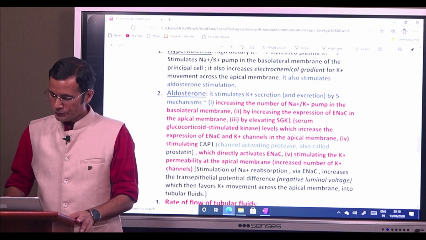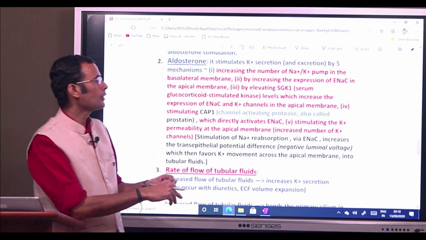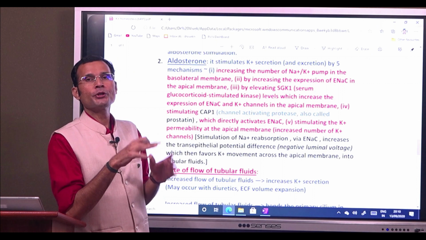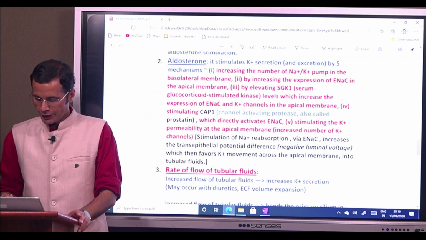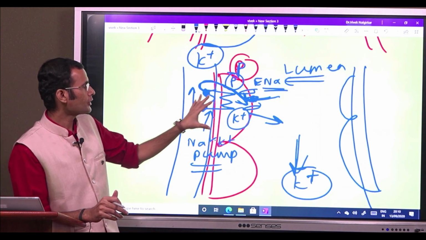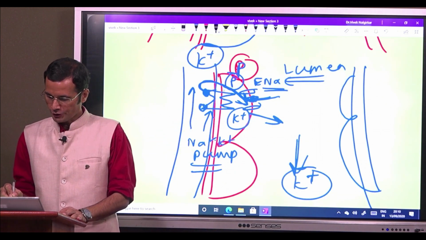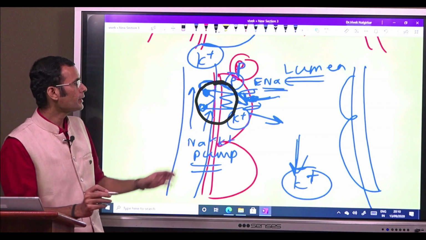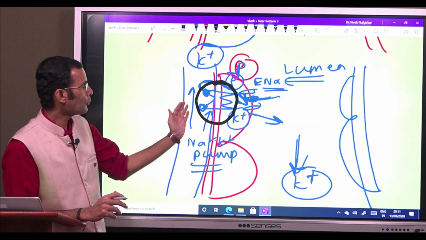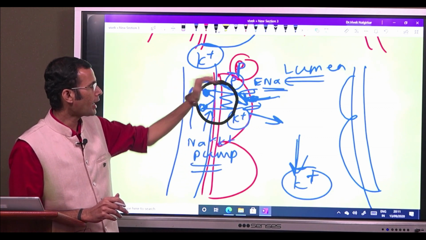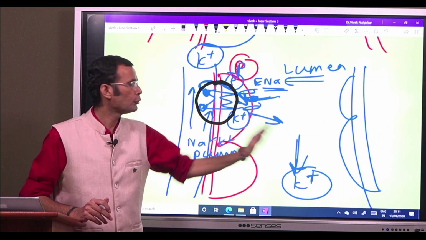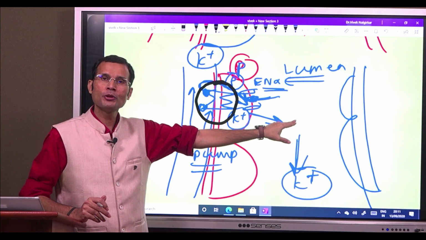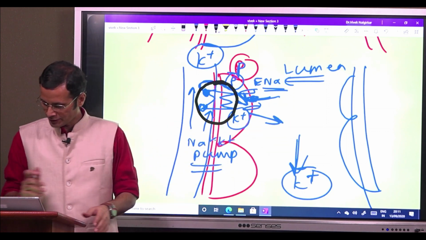How? There are various mechanisms. For example, it increases the number of sodium-potassium pumps in the basolateral membrane. It increases the number of sodium-potassium pumps. Here is a sodium-potassium pump. Its number is increased. So, more potassium will be taken from the plasma. It will enter the principal cell and more potassium will diffuse out into the tubular fluids and more potassium is excreted.